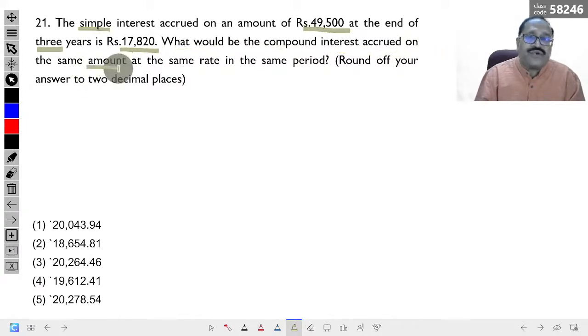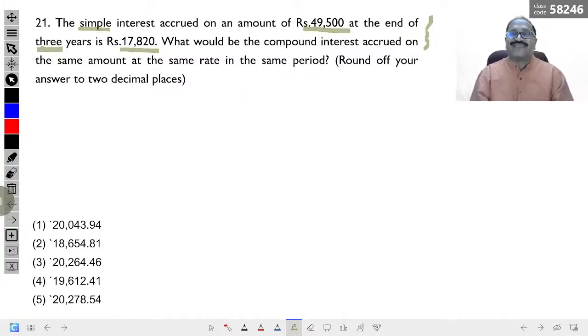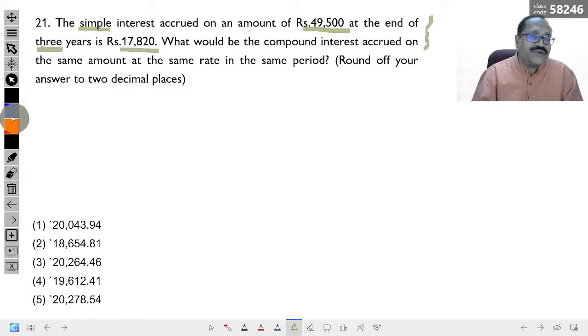ओके, व्हाट वुड बी द कंपाउंड इंटरेस्ट एक्वायर्ड ऑन द सेम अमाउंट, on the same amount, this one 49,500 at the same rate of interest, जो rate of interest यहाँ पे आएगा उसी को अप्लाई करेंगे for the same period, that is 3 years. Come on, the moment you get the rate of interest, you get the answer. Come on my friends. So how do I do it?